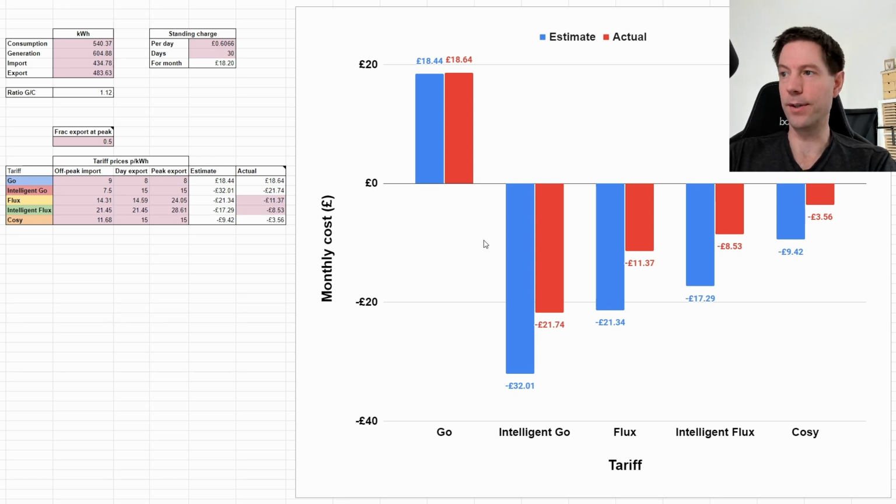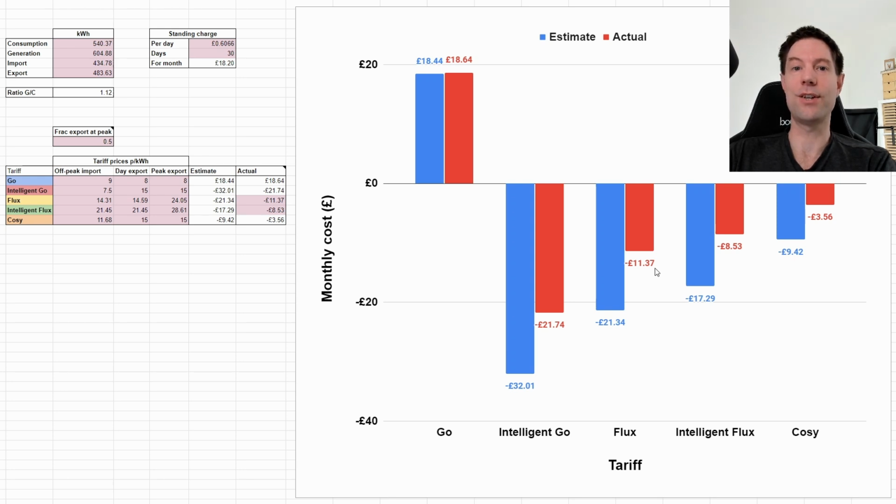But bear that in mind as well. That's why this will look slightly different to the other chart, and I'll show you that in a second. But what you can see here is essentially my choice wasn't too bad, actually. So let me show you the Octopus Flux level that I actually paid was minus £11.37.